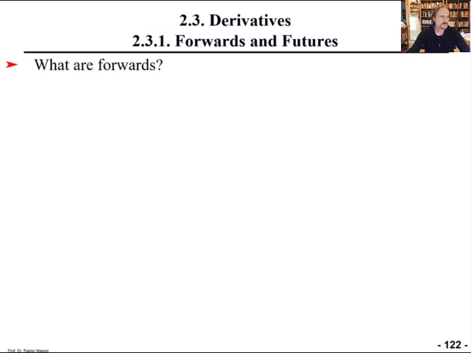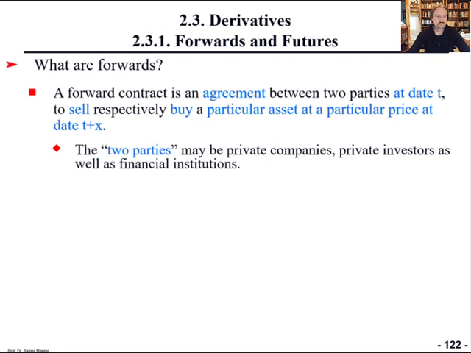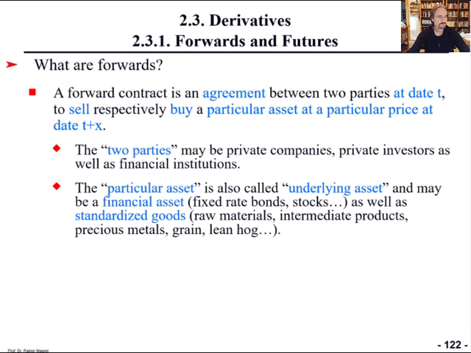What are forwards? A forward contract is an agreement between two parties at date T to sell, respectively buy, a particular asset at a particular price at date T plus X, so at some future date, in other words. The two parties may be private companies, private investors, as well as financial institutions like banks and insurance companies.